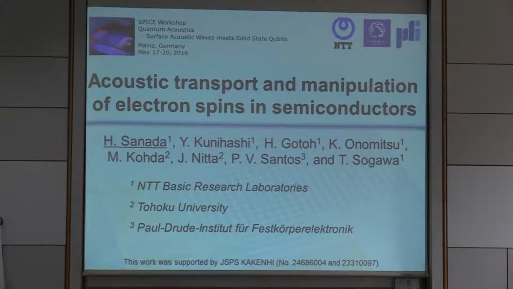The topic of my talk is acoustic transfer and manipulation of electron spins. As you know, electron spins are one of the candidates for future spin quantum information technologies. Transport of electron spins is also important for investigating spin-orbit interaction, and the spin-orbit interaction is also important for spintronics applications.